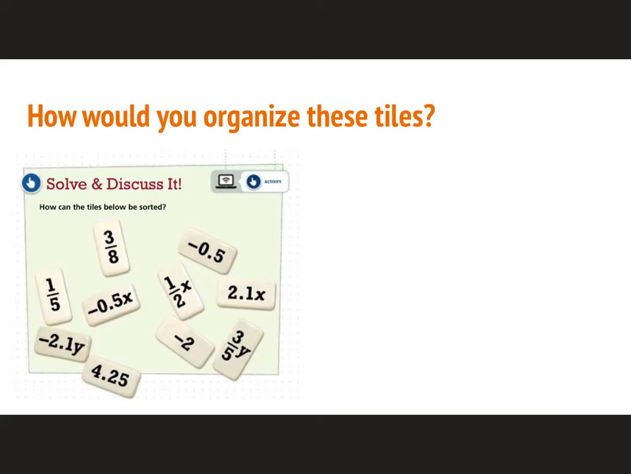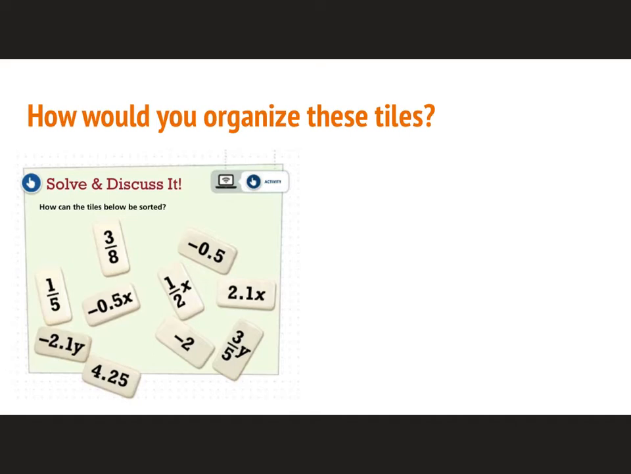Or maybe I would sort them in a way to say, well, this has a negative, and this one has a negative, and this one has a negative, and the other ones are positive. So I could sort them that way. But another way would be to look and see something else they have in common.